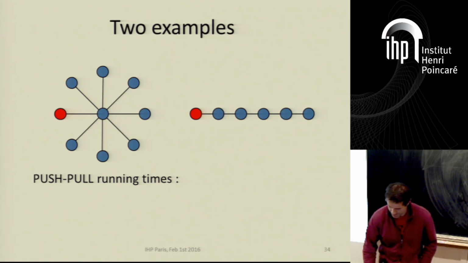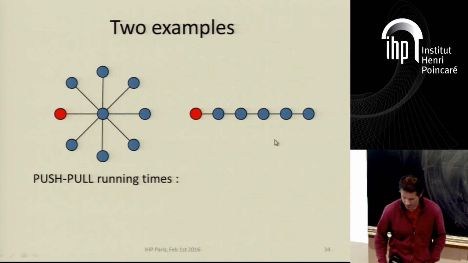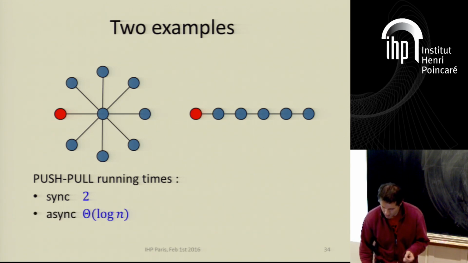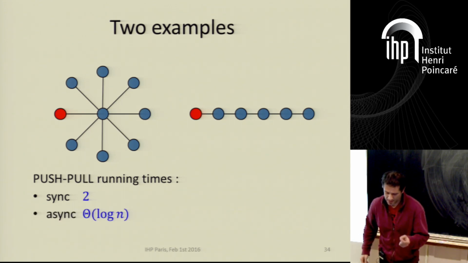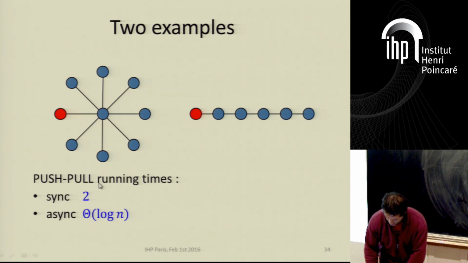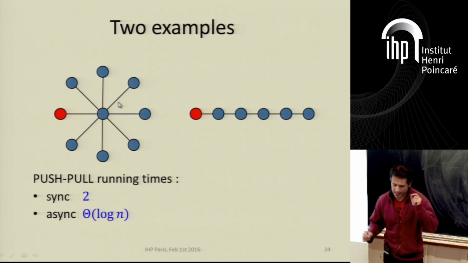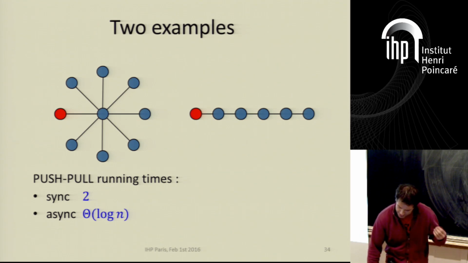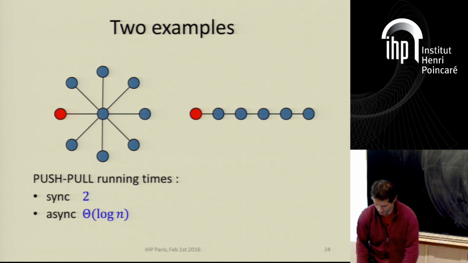Let's see these two very simple examples, the star and the path. For the star, we already know the synchronous rumor spreading time is no larger than 2. But the asynchronous rumor spreading time is log n. Why is this the case? It's because log n time units are required until all these n Poisson clocks with rate 1 tick at least once. So in this case, synchronous is faster than asynchronous.